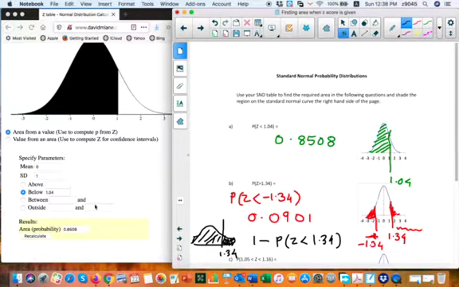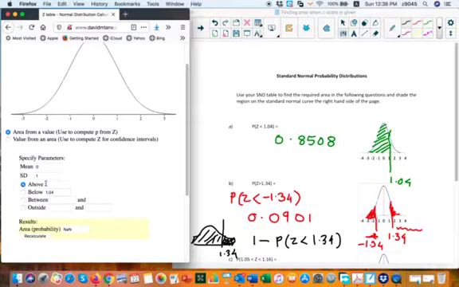Now let's verify the answer with the calculator. Probability of area above, I have the value given as 1.34. I don't want below, so I'm going to remove that and recalculate. Now 0.0901, this is the answer for that.